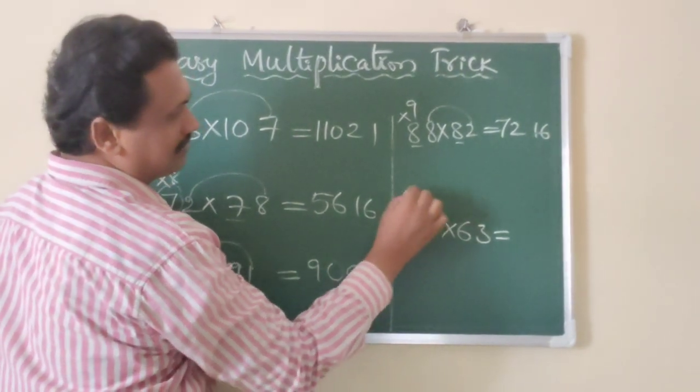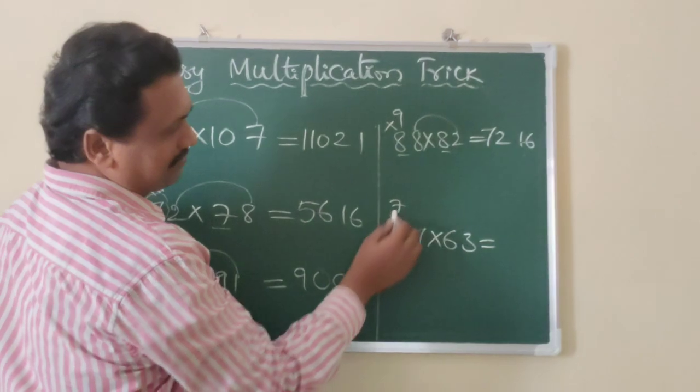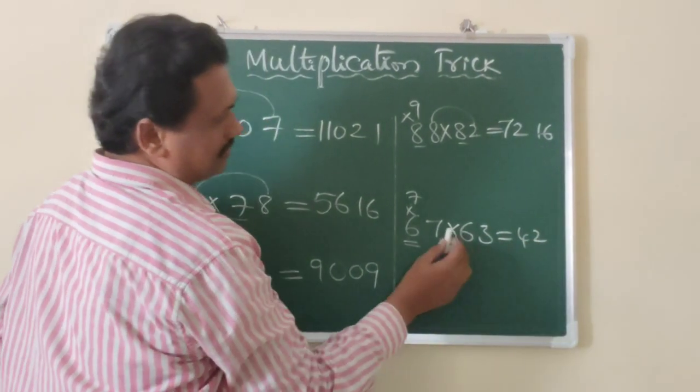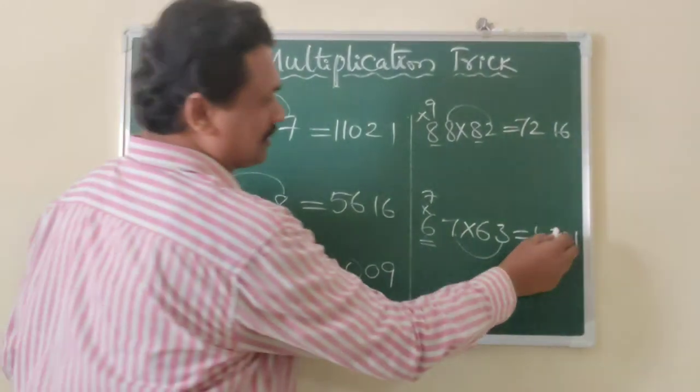6, after it the next natural number is 7. Okay, the next natural number after 6 is 7. 6 7s are 42. 3 7s are 21. That's all friends. Very easy to write with this method.